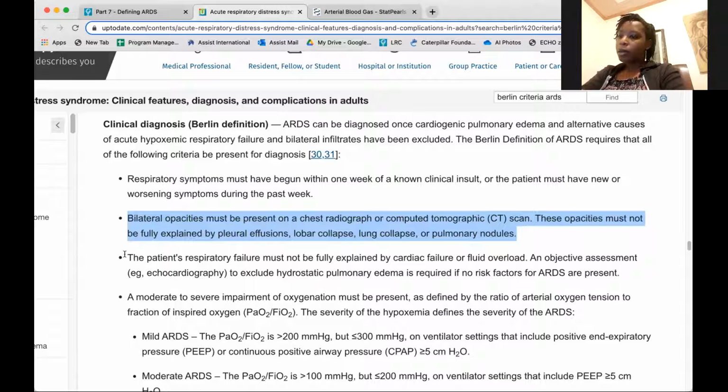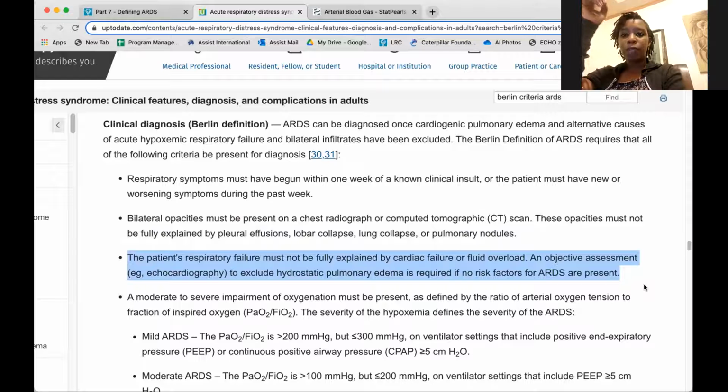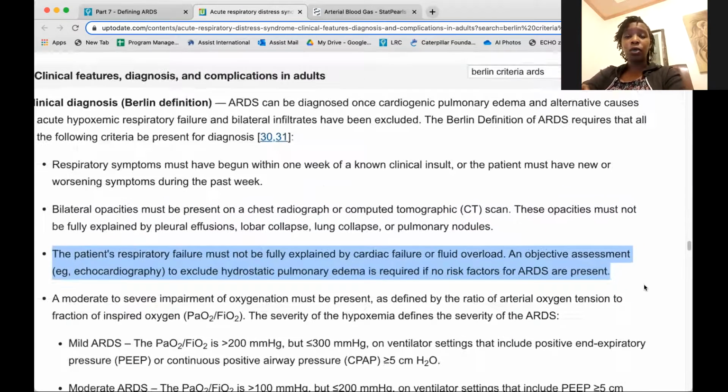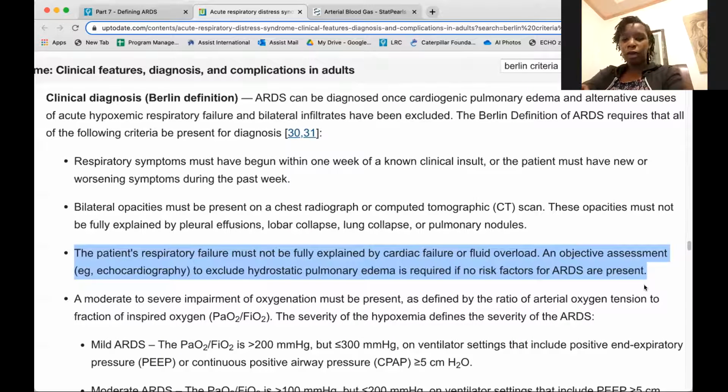Then the other part of the definition is that the respiratory failure must not be fully explained by cardiac failure or fluid overload. So you need to ensure that this patient is not in cardiac failure or does not have an overload of fluid. So that is your other qualifying factor for the patient to be called as having ARDS.